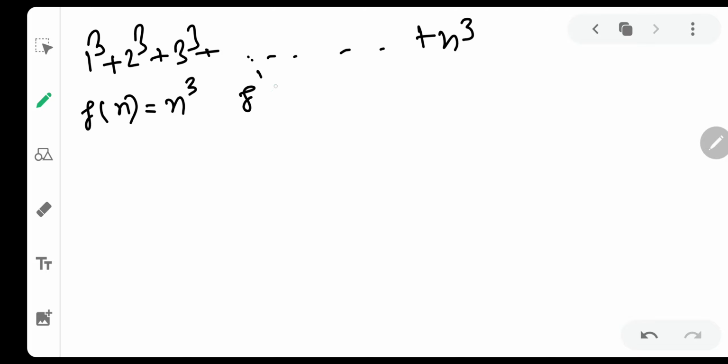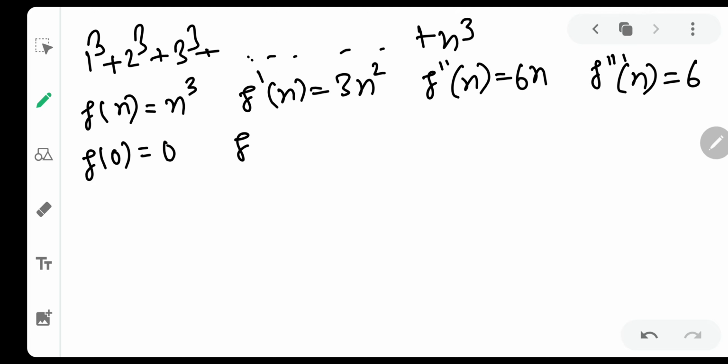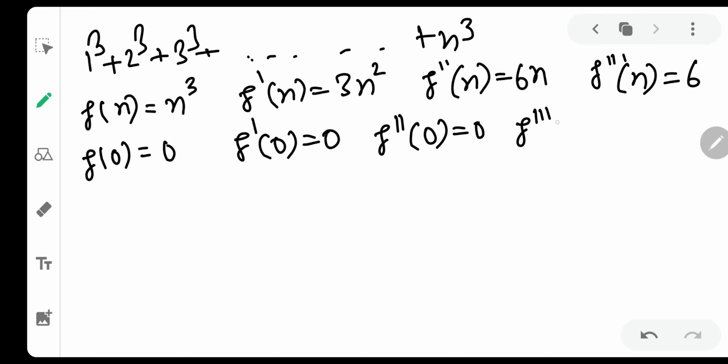So you get f dash n as 3n square. Then you get f double dash n as 6n. Then you get f triple dash n as 6. F 4 times dash n will be 0. So that I am not writing down. F0 is 0. F dash 0 is 0. F double dash 0 is 0. And f triple dash 0 is actually 6, because there is nothing to put as in n.